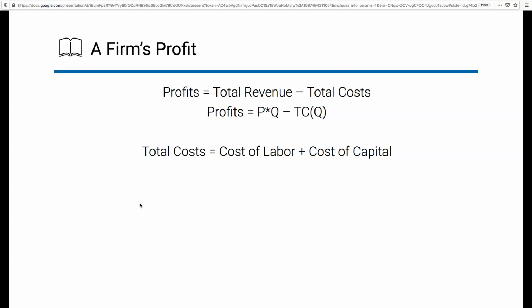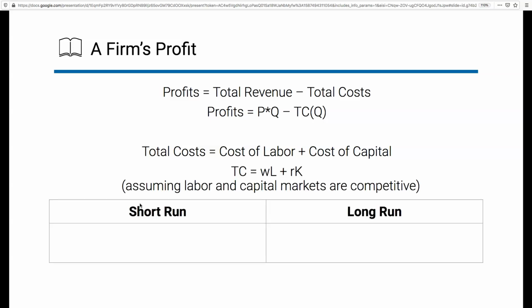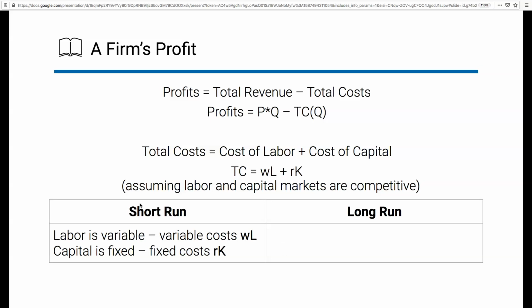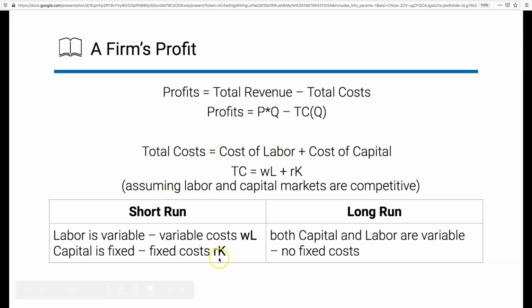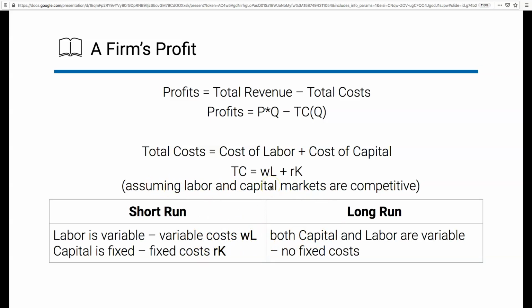We distinguish between the short run and the long run. In the short run, we assume that labor is variable and capital is fixed. And in the long run, we believe that both labor and capital are variable. So that's one assumption. And the second assumption that we're making is that labor and capital are coming from competitive markets. So that is, no matter how much capital you want to rent, or no matter how much labor you would like to hire, you're paying a fixed market price.